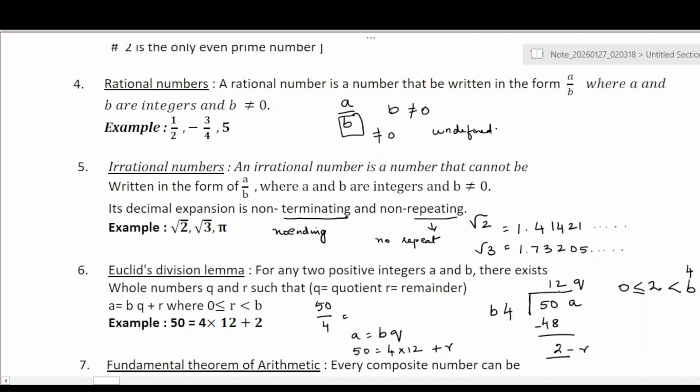Instead the quotient will increase to the next number. So the remainder can be 0, 1, 2, 3. It cannot be 4. So it will be from 0 to 3, less than b. Here b is 4, so it is less than 4, that is 0, 1, 2, 3. Okay, this is the concept. So 50 is equal to 4 into 12 plus remainder 2.